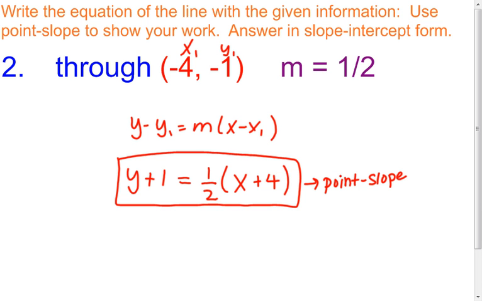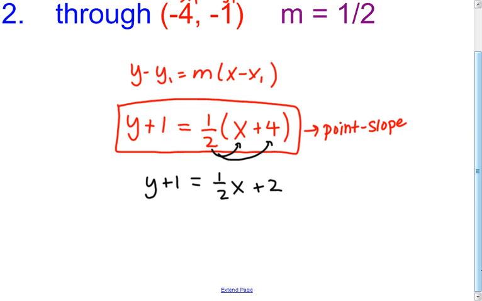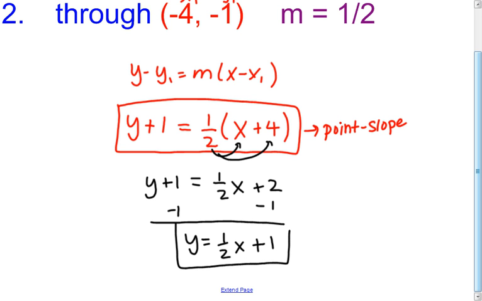And then you want to get it to slope-intercept. So to get it to slope-intercept, you would distribute this 1/2 through. And so I will have 1/2 x, and then 1/2 times 4 is 2. And then I would subtract 1. And I have 1/2 x plus 1. This is what it would look like in slope-intercept form.